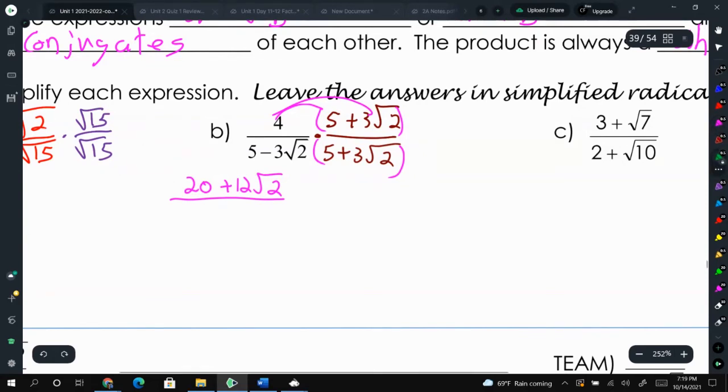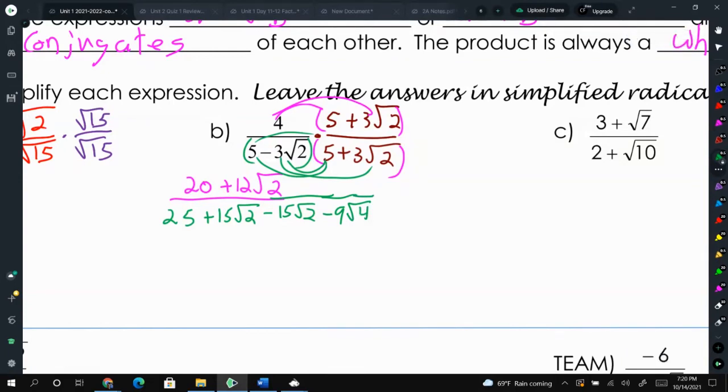On the denominator, we have to FOIL this. 5 times 5 is 25. Then we get plus 15 times the square root of 2 minus 15 times the square root of 2. And then when we multiply the last terms, we get negative 9 times the square root of 4.